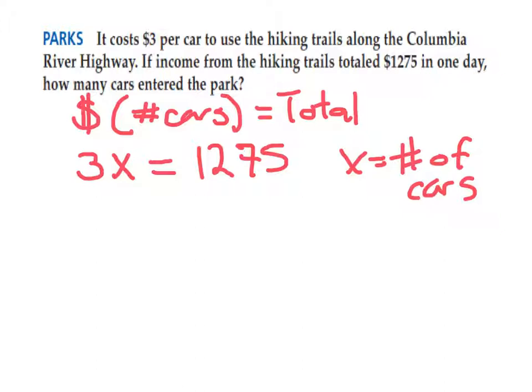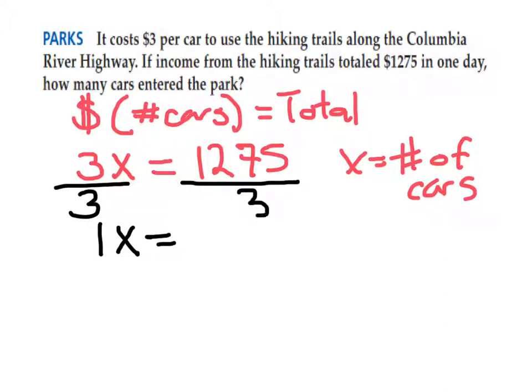Alright, so 3 times x is equal to 1,275. I want to know what x is, so I'm going to isolate the x. In order to do that, I must remove the 3. Since it's multiplication, I'm going to go ahead and divide. And in order to get 3 to 1, I'm going to divide by itself. So 3 divided by 3 is 1, and the x stays there. Property of equality says whatever you do to one side, I do the other.